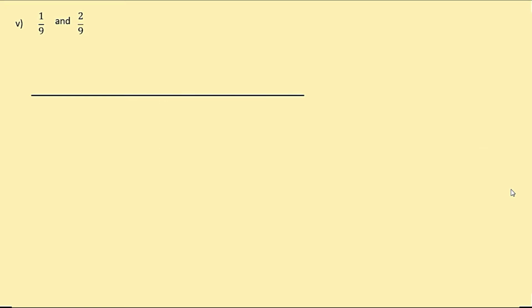The next sum is 1 by 9 and 2 by 9. Both of them are positive fractions, so both of them will be to the right hand side of 0, and from here you can easily make out that 1 by 9 is less than 2 by 9. So this is 1 by 9 and this is 2 by 9. So A equals 1 by 9, B equals 2 by 9.